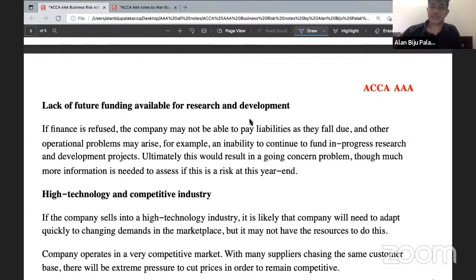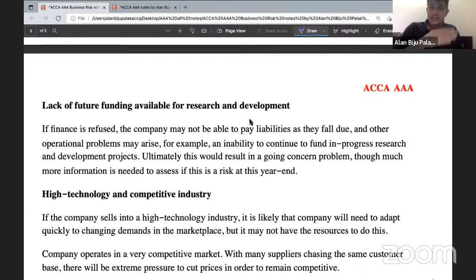This is a common risk which appears in almost all the exams. The company might be facing some sort of difficulty in raising funds for research and development. What happens if a company does not have an adequate amount of funds to finance research and development? The issue is very simple. The company won't be able to meet its research and development criteria, and won't be able to complete the research and development on time.